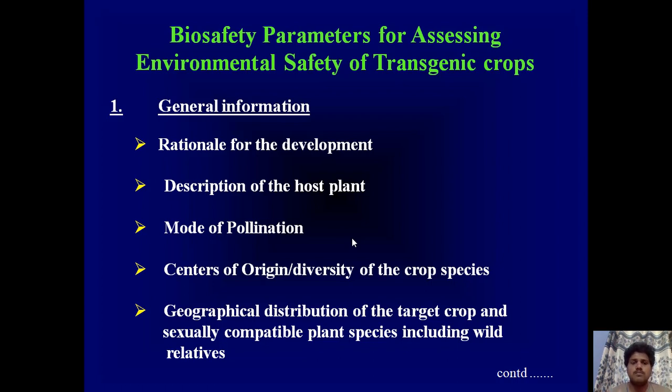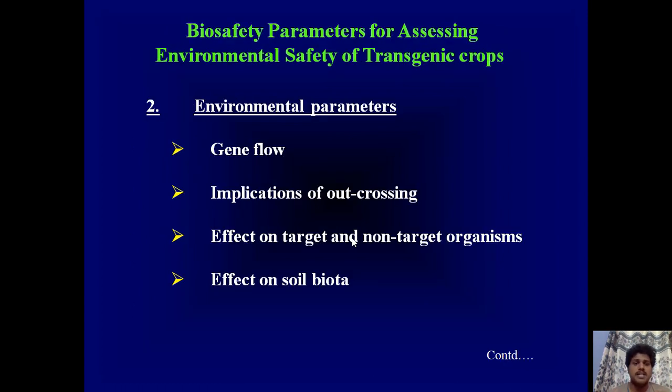history, description of the host plant, how its pollination happens, how its reproduction happens, the botany of the plant, etc. The centers of origin, diversity of the crop species, geographical distribution of the target crop, and sexually compatible plant species, including wild relatives. Then environmental parameters, gene flow, implications of outcrossing, then effect on the target and non-target organisms, and then effect on the soil biota.